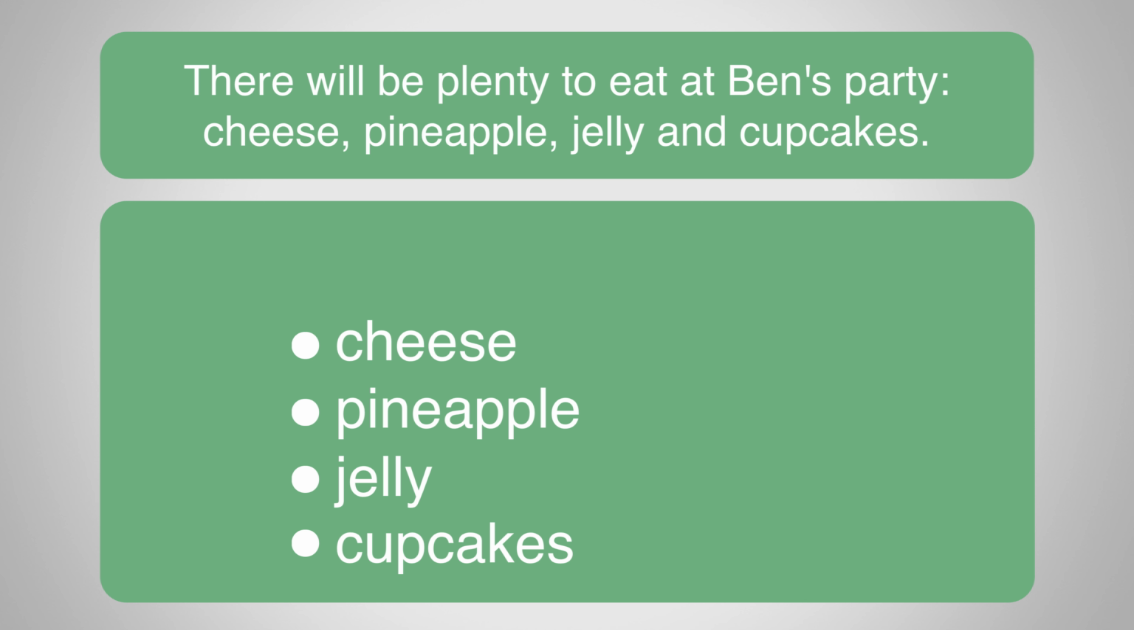Finally, let's think about how we'll introduce the list. In the first sentence, we have a colon coming after a main clause. There will be plenty to eat at Ben's party. However, we know we can break this rule when using bullet points with a list. So let's shorten this main clause to Ben's party food. This gives us a clear introduction to the list, followed by 4 clear items in the list.